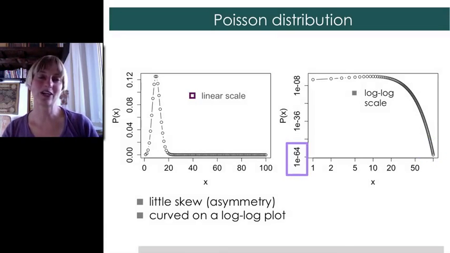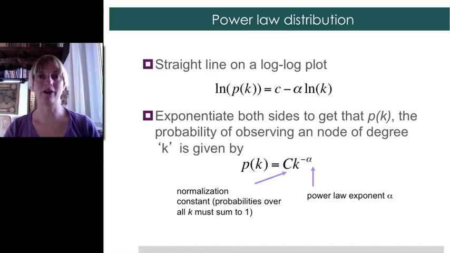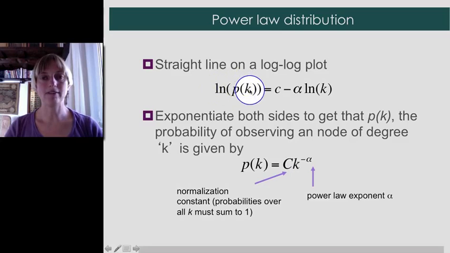So there's a very stark contrast between the Poisson distribution of the Erdős-Rényi and the power law distribution that we see in many real-world networks. So let's look at this power law distribution. What we saw essentially was a line on a log-log plot, which means that the log of the probability of having degree k is equal to some constant minus alpha, this is our power law exponent, times the log of the degree k. And so if we exponentiate both sides, we get the probability of having degree k is equal to another constant times the degree k to the minus alpha.